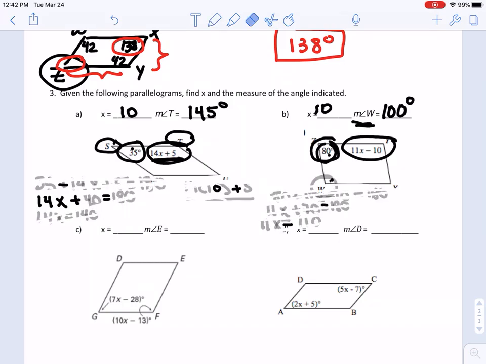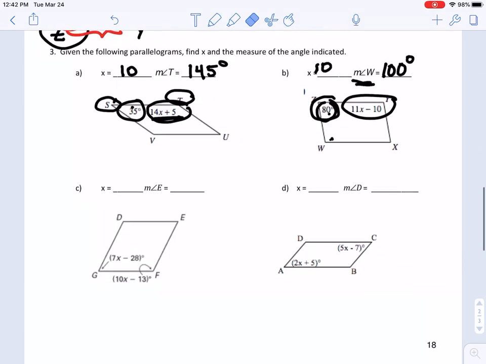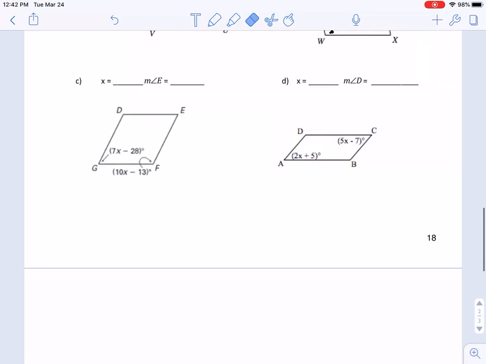Let me erase this and let's try the last two at the bottom. Okay, this one here. Let's look at our angles again. I have this angle and this angle. These are supplementary, so that means they're next to each other, so they add up to 180.